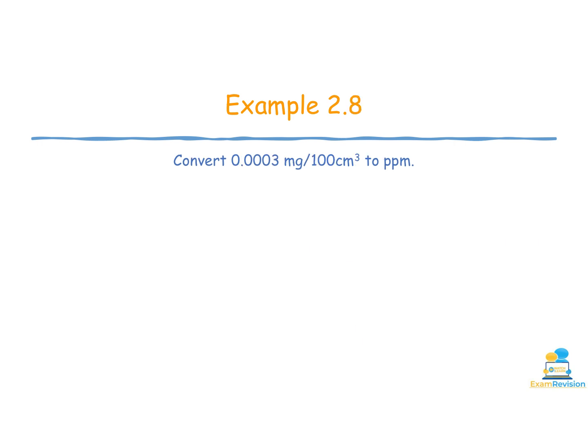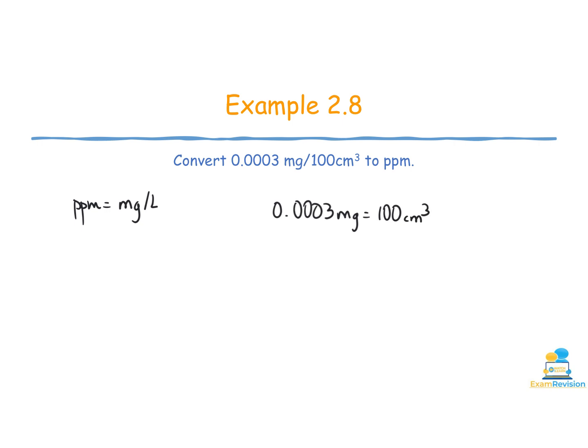Example 2.8 says convert 0.0003 milligrams per 100 centimetres cubed to parts per million. Again, when I see ppm, I write down what it means. And ppm is parts per million or milligrams per litre. If we look at what we have, 0.0003 milligrams in 100 centimetres cubed.